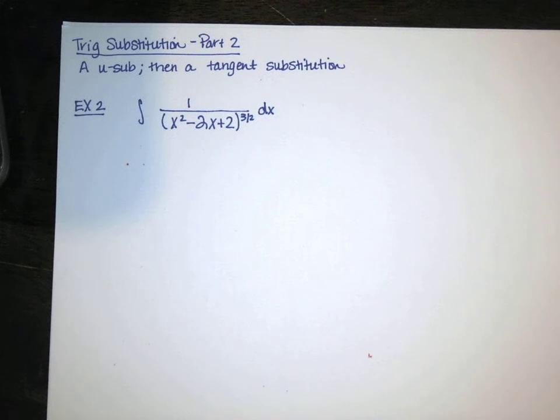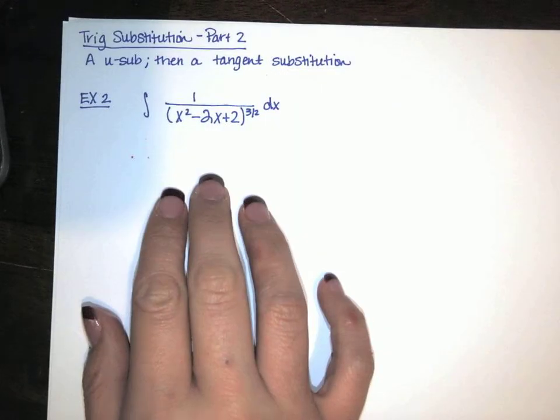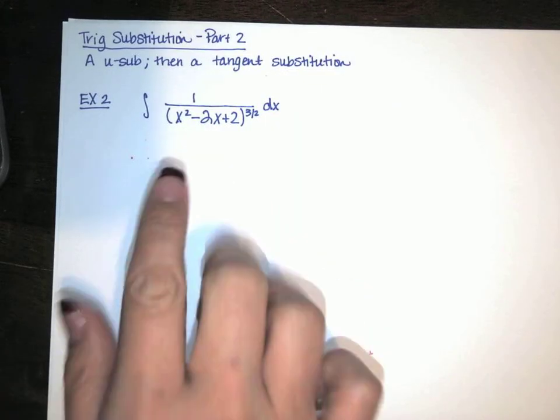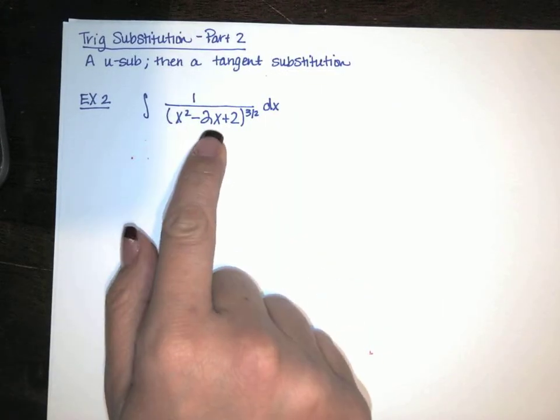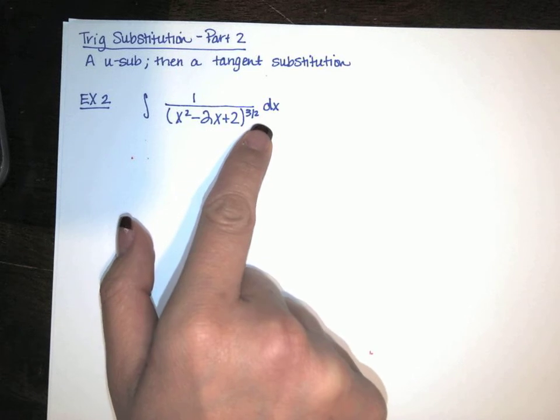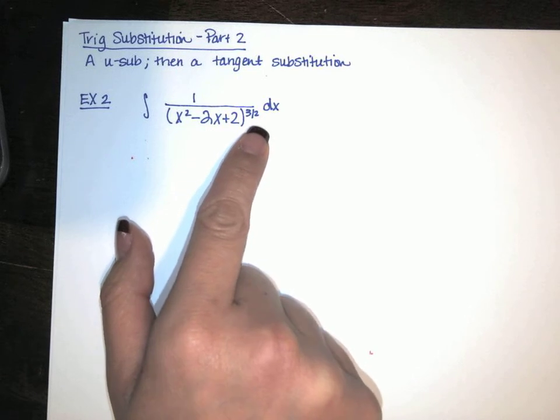This is our second trigonometric substitution video. In this video I'm going to do an example for you. It turns out we've got to do a u-sub first, and then it turns out to be a tangent substitution after we've done the u-sub. Notice you've got this integral with an x squared minus 2x plus 2 all raised to the 3/2 power.